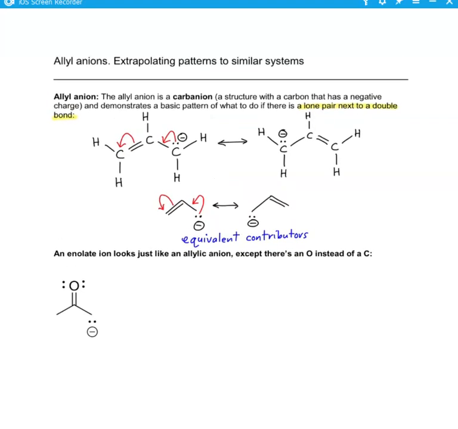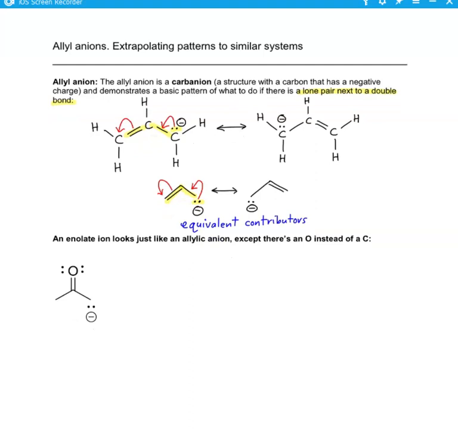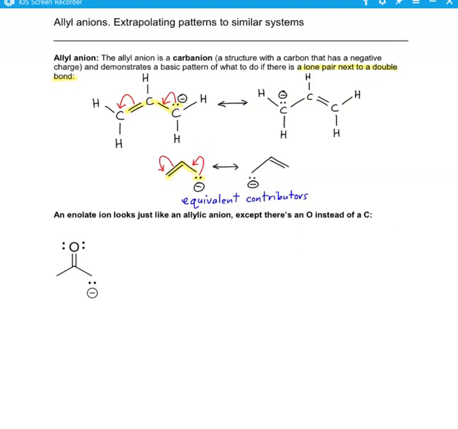So the pattern with the allyl anion is a lone pair next to a double bond. Lone pair next to double bond. Well, as it turns out, it doesn't matter what the atoms are that are involved in the pattern. It's going to follow the same rule as we just saw.